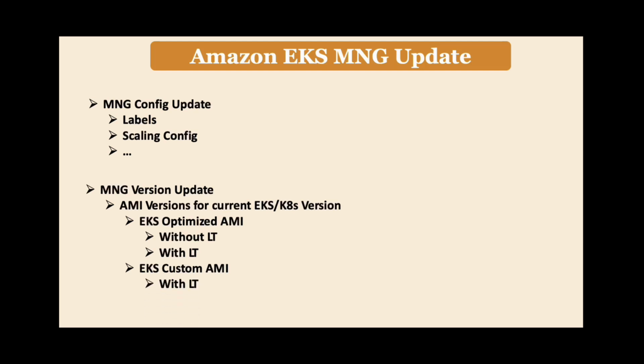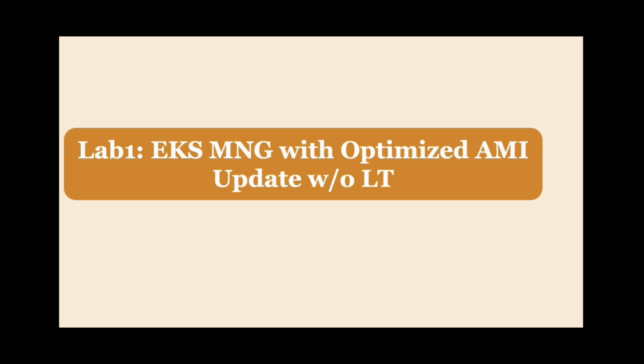And with a custom AMI, it is recommended that you use a launch template because you're providing your own AMI, right? You're not using the EKS optimized AMI. So in that case, a launch template is required. Now, we will be discussing only the first option, which is the EKS optimized AMI without a launch template, for this demo. So we will take a simple use case where we use the off-the-shelf optimized AMI for Amazon Linux 2 and we'll update it without a launch template. Okay, so this is the scenario.